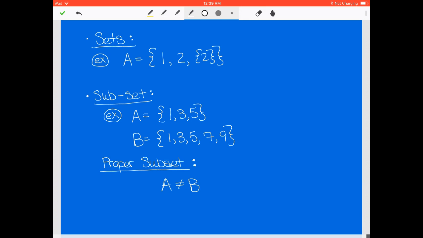That we can represent, so if we're talking about subsets, that's like saying we have B here, which again consists of 1, 3, and 5, and then we have A. So A would have 1, 3, 5, and B would hold these 7 and 9. So A is a proper subset of B because A does not equal B.